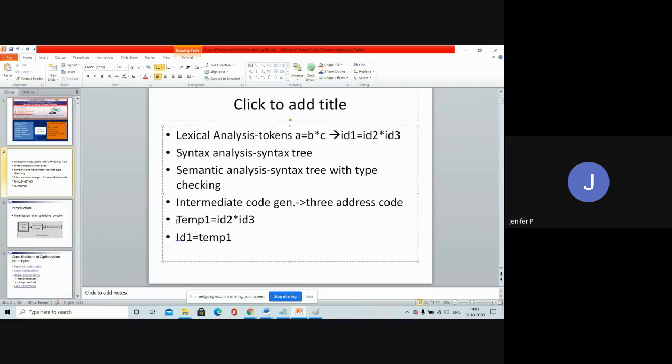Three address code uses temporary variables, right? So temporary variables are used to hold the intermediate values. Yeah, then this is the output.